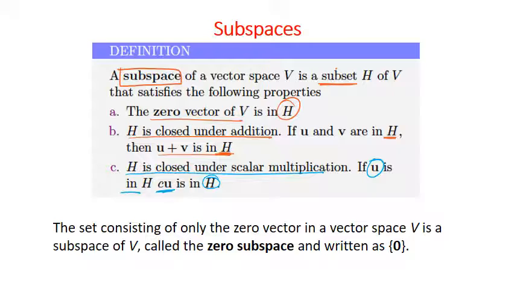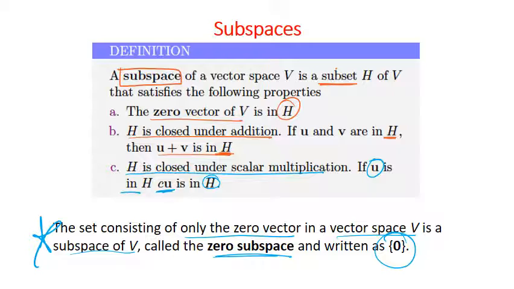Conversely, every vector space is a subspace of itself, or possibly of a larger space. This is a statement from the book. It says the set consisting of only the 0 vector in a vector space is a subspace. It's just called the 0 subspace and written in this way.